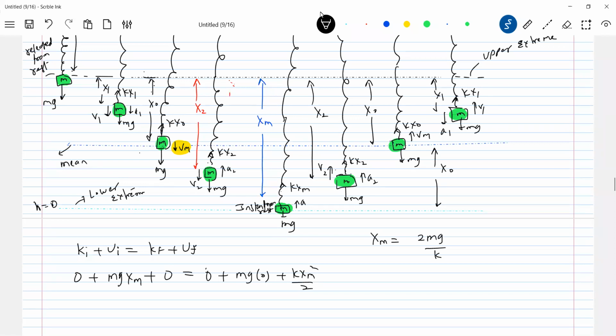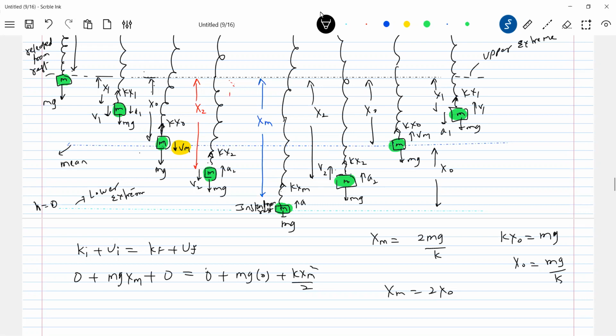Now, kx naught equals mg because here the spring force will balance the weight at the mean position. What do you mean by mean or equilibrium? Net force should be 0. So kx naught equals mg, so x naught equals mg by k. So how are x naught and xm related? xm equals 2x naught. So the maximum elongation of the spring should be equal to twice the elongation of the spring at equilibrium.